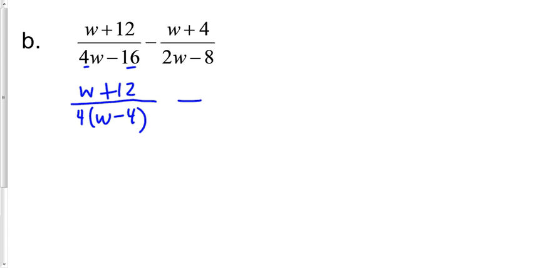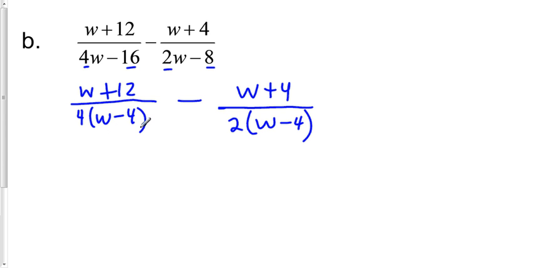We're subtracting this time. The second fraction has w plus 4 over, I'm going to factor out a common factor of 2 here. 2 comes out in front, and then we have a w minus 4 left. Now, the denominators are very close. We have w minus 4s in each case, but the numbers out in front are a little different. Here I have a factor of 4, and in this one I have a factor of 2. So how do I get them to be common denominators?